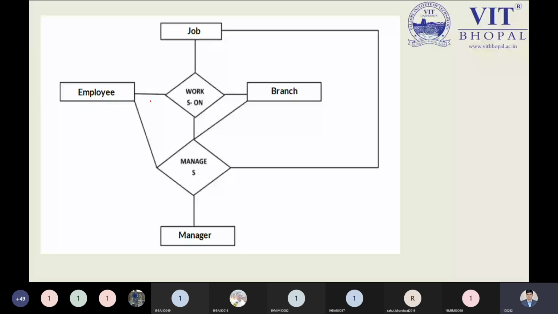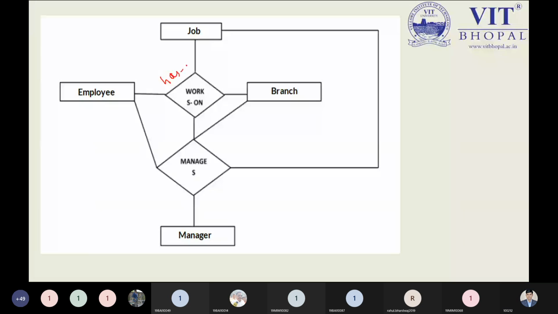Employee works on a job, and a job is connected to the branch. So we can represent such a point over here. A manager manages the job. So you can see from this diagram, an employee has a job.